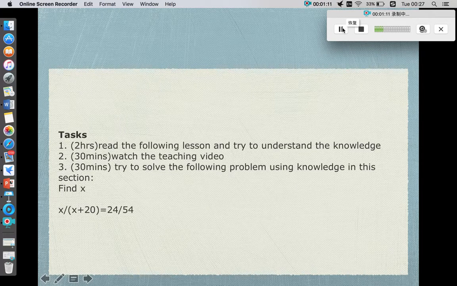First, you should spend 2 hours to read the following lesson and try to understand the knowledge. Second, you should spend 30 minutes to watch the teaching video. Third, you should spend 30 minutes to try to solve the following problem using knowledge in this section.